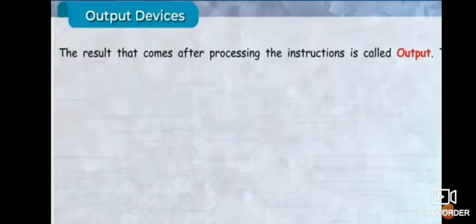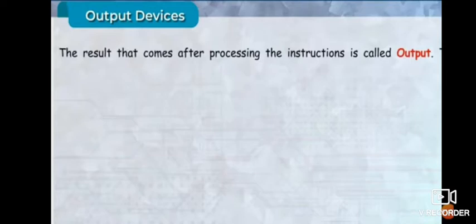So, output devices. When we give our instructions to the computer, that is input. What we give to the computer, or the instructions we give to the computer, that is an input. But what the computer gives us back as a result is output.